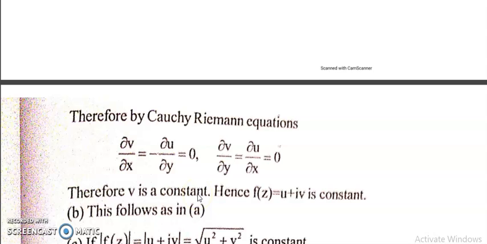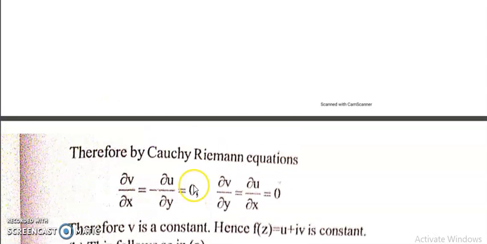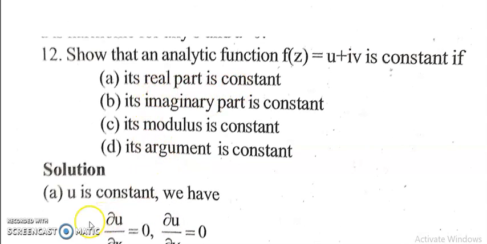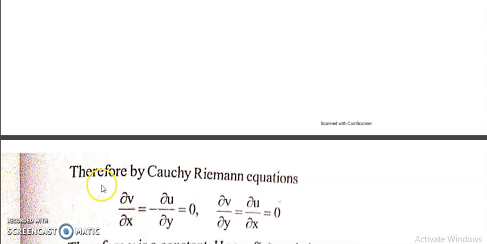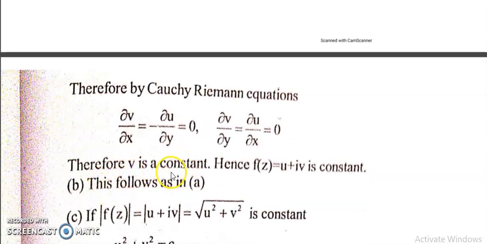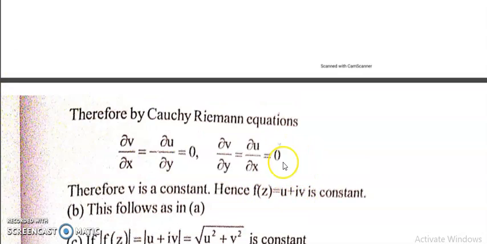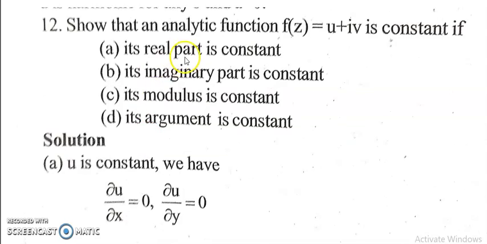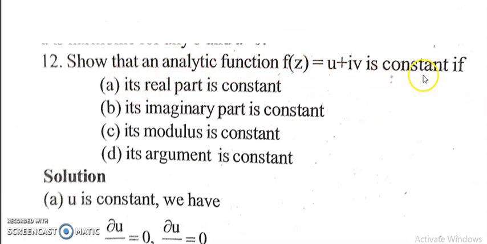So already our assumption is u is constant. What is given in the question? Real part is constant, that is, u is constant. We have proved that v is constant. If u and v are constant, f of z equal to u plus iv is also constant. Since the real part is constant and the imaginary part is constant, u plus iv is also constant. So we say f of z is a constant function. What's our question? Show that the analytic function f of z is constant. So we have proved f of z is constant by assuming u is constant.